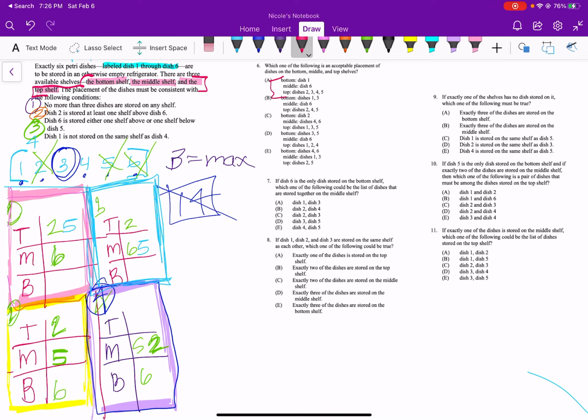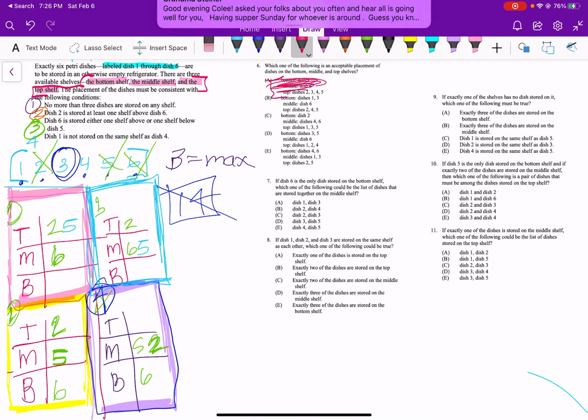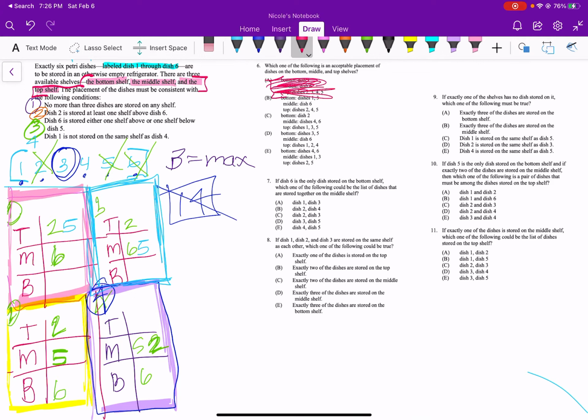But what I'm going to do is just look at our rule number 1 and go through them. So rule number 1 is no more than 3 dishes are stored on any shelf. Well, in A, we have 4 on the top shelf, so that can't be. So I'm just going to cross this off. Dish 2 is stored at least 1 shelf above dish 6, so I'm looking for 2 above 6. That happens in B. It does not happen in C because we have 6 above 2, so we can cross C off.